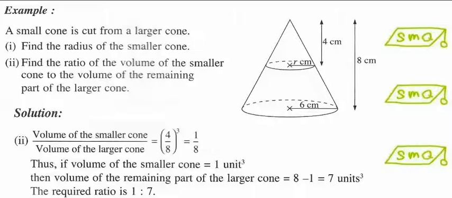From this ratio, we know that the volume of the smaller cone is 1 unit cubed, while the volume of the larger cone is 8 units cubed. Therefore, the volume of the remaining part of the larger cone, which is this volume, is 7 units cubed. The required ratio would be 1 is to 7.